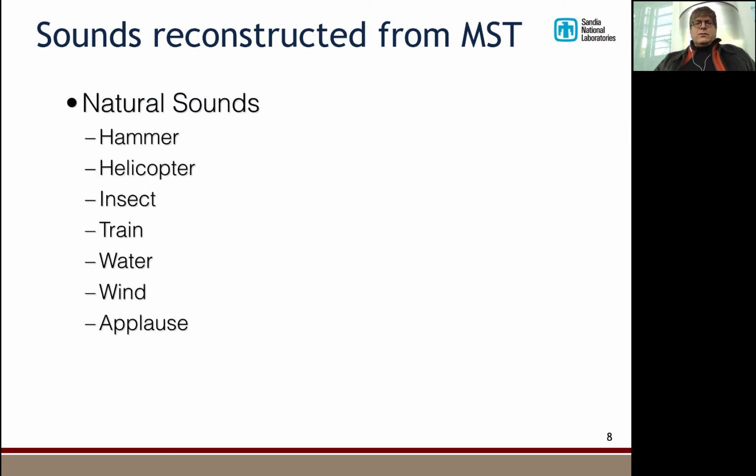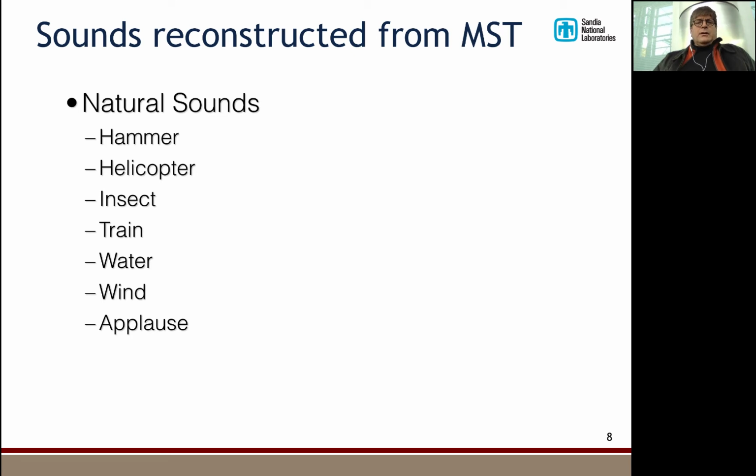But let's also do something that's a little bit more fun, which is to take the Mallat scattering coefficients and try to reconstruct a signal from them. You see that they end up being a very good encoding of the signal.